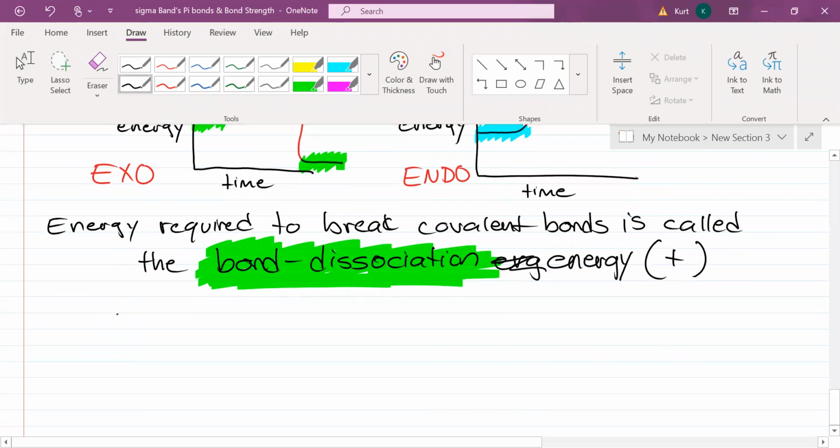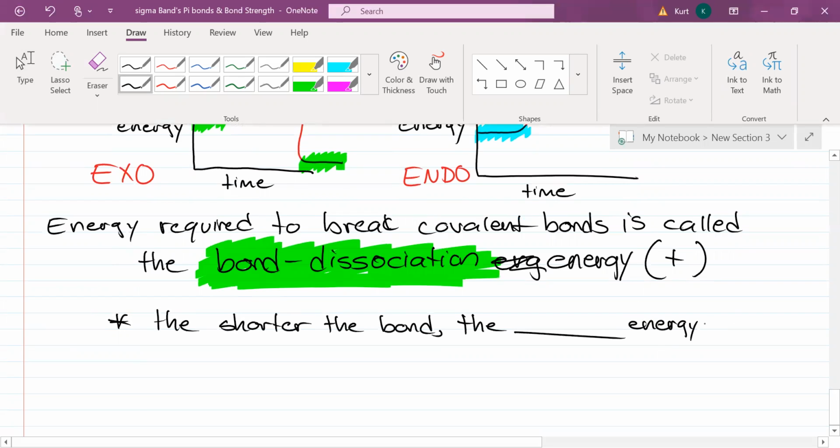So riddle me this. The shorter the bond, the blank energy is required to break it. Is it going to be more or less? More.